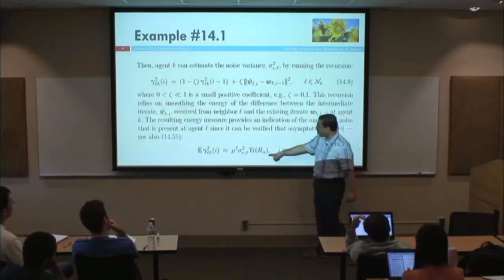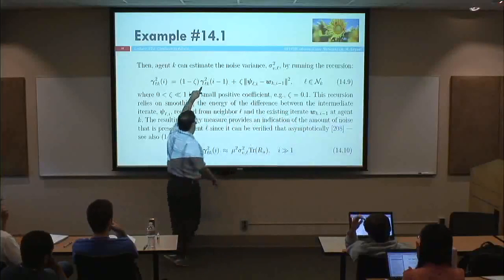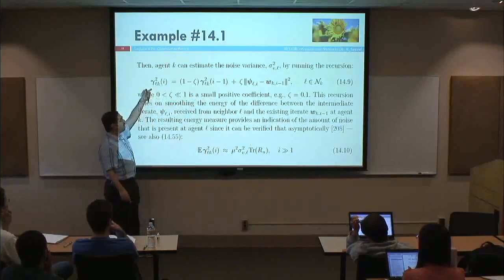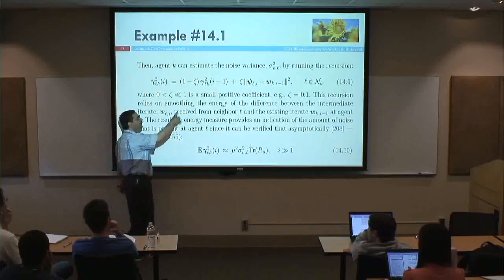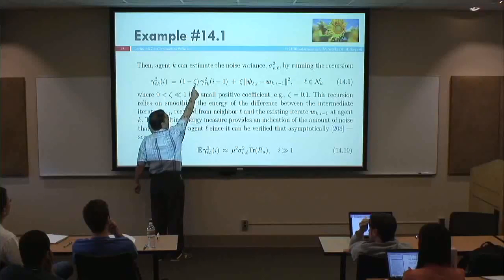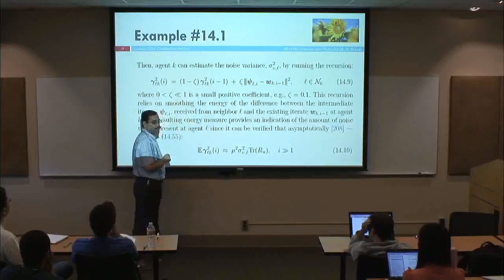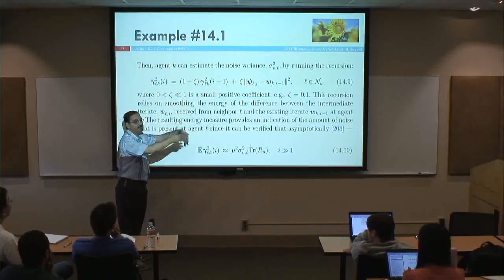This is what we are going to show, okay? If I smooth that energy over time, this is just a filter, right? The first order IIR filter, with a small number. I'm just smoothing that energy over time.